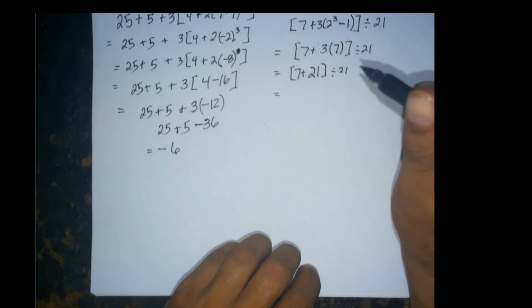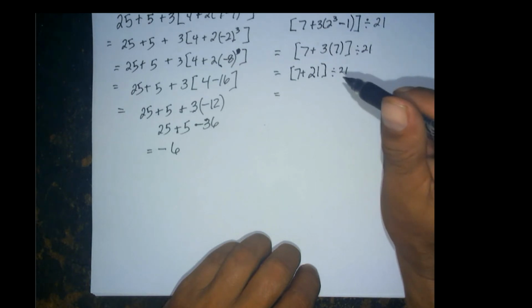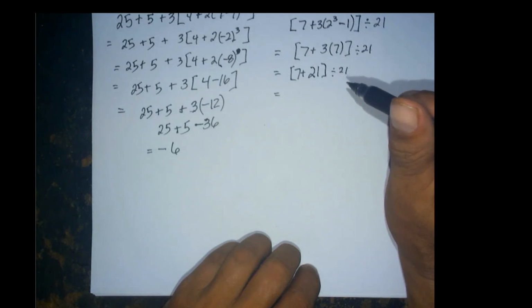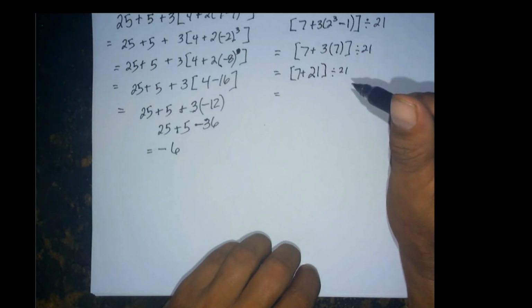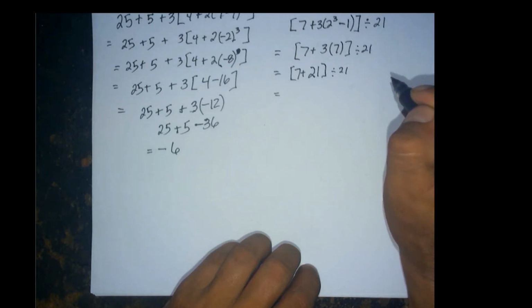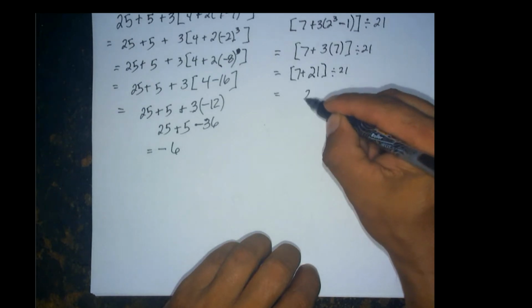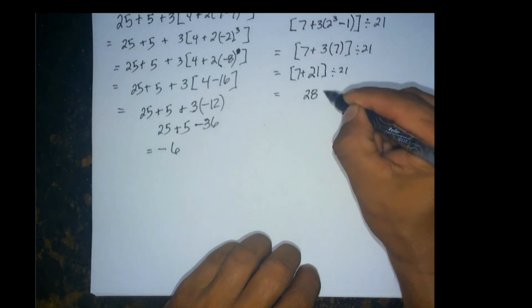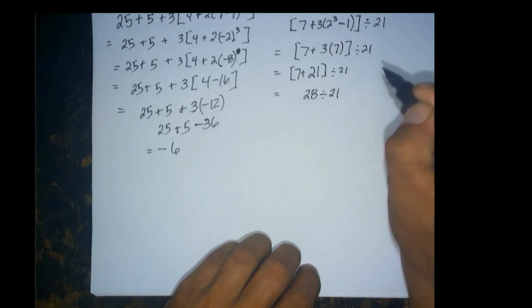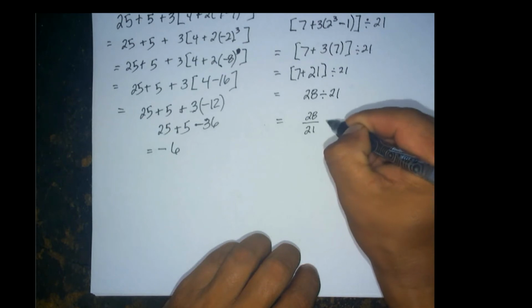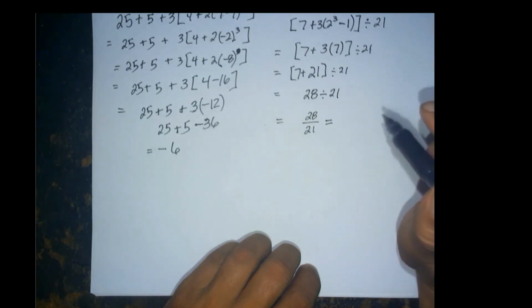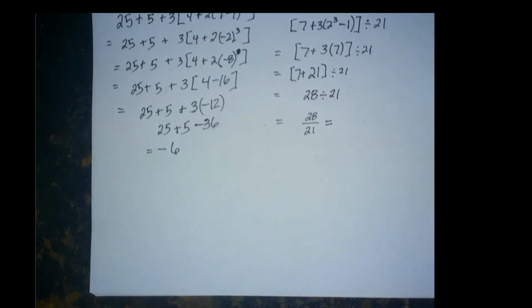And so, hold on a minute. Oh, never mind. I dropped a parenthesis where I should not have dropped a parenthesis. Alright, and then 7 plus 21 is 28. So 28 over 21. And then I can simplify that, right?